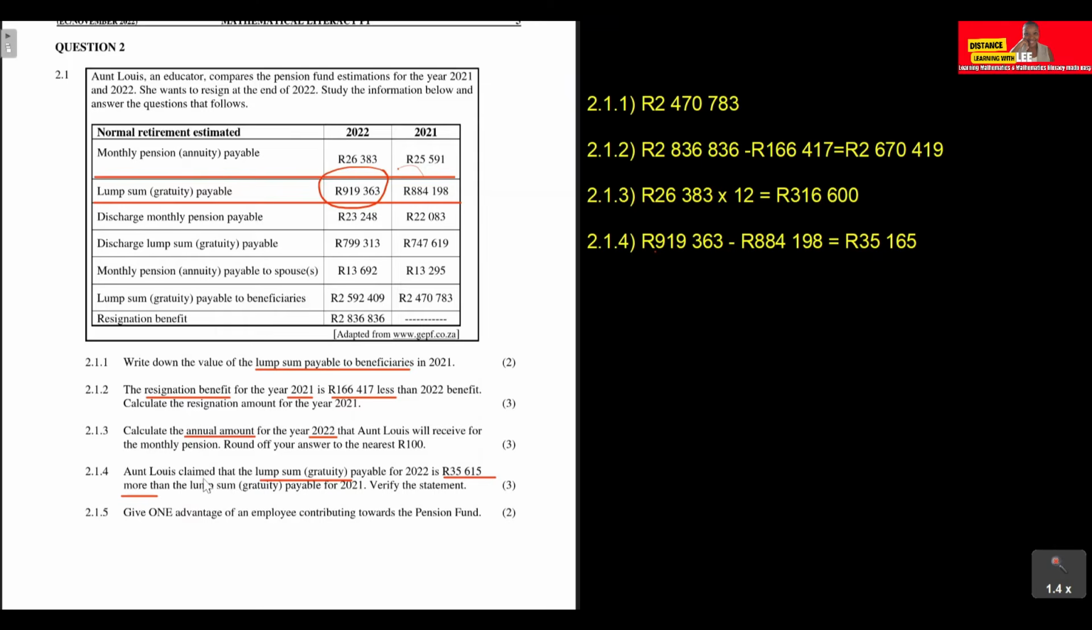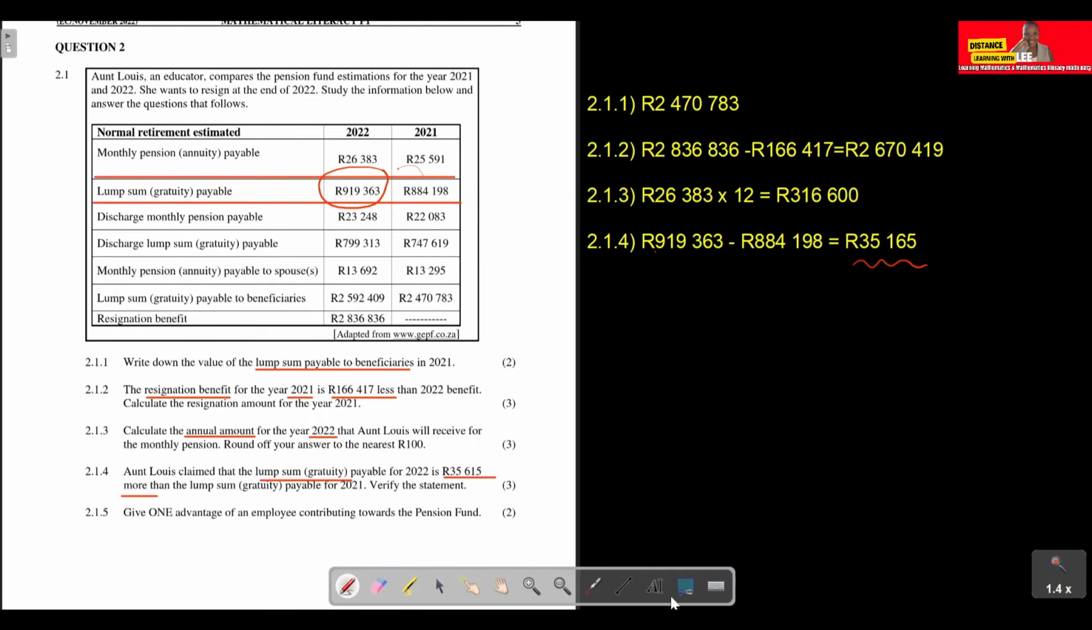She claimed that the lump sum for the year 2022 is 35,615 more. But what did we get here? We got that this amount is actually equal to, it's not more than. Therefore, we can say that her statement is invalid. It's not more than 35,615, but it is equal to, it is the same as. So that is why we will say that her statement is invalid.